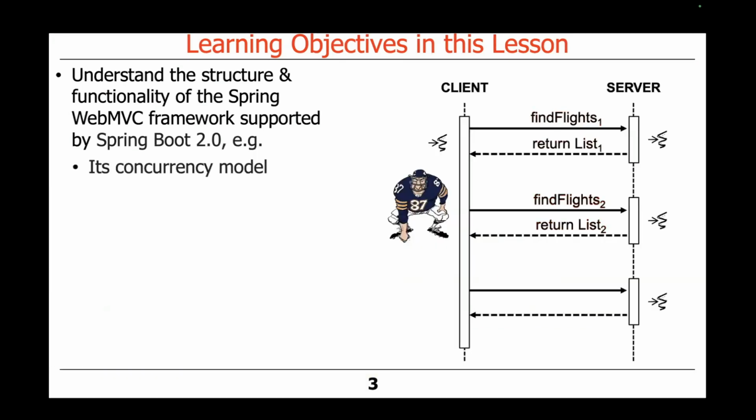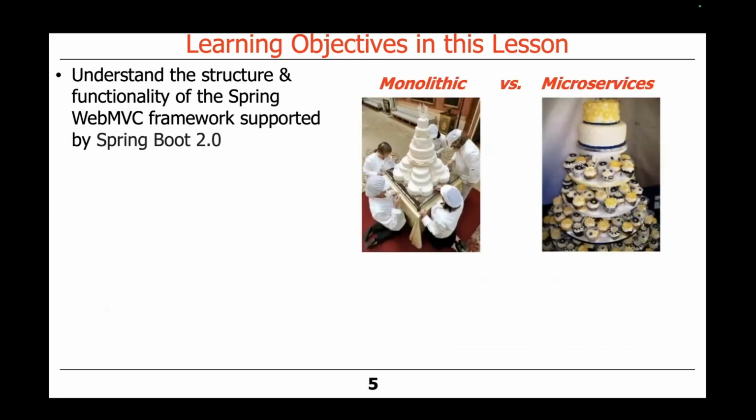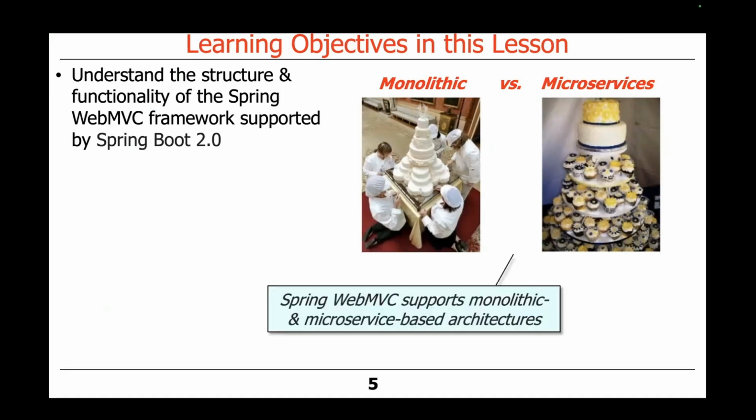We're going to talk about the concurrency model that's provided, and there's actually a couple of variants, but we'll discuss those as we get there. And we'll talk about the communication model, which is how different Java data types are sent back and forth between client and server. And I'll also talk about how the Spring framework supports both monolithic and microservice-based architectures. You can implement either style with Spring Web MVC.